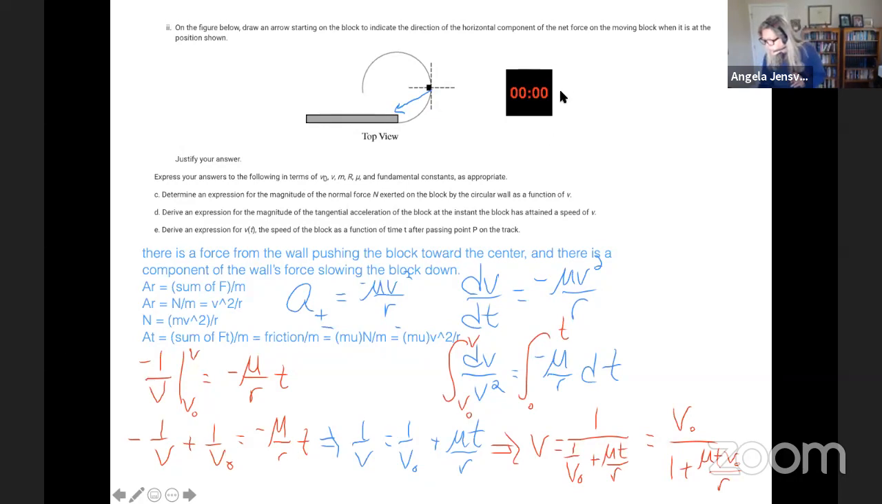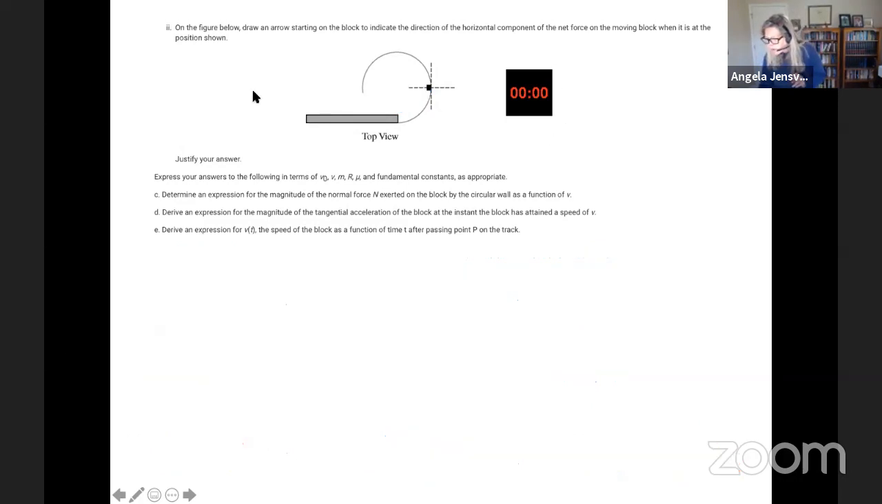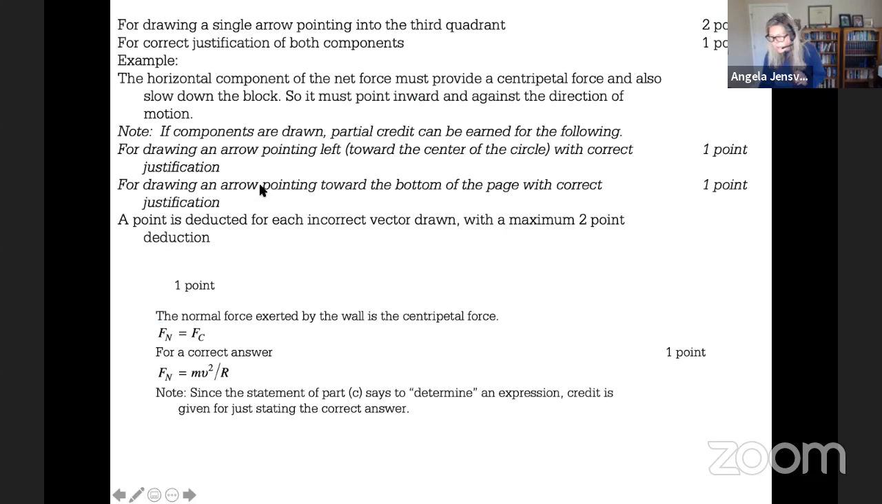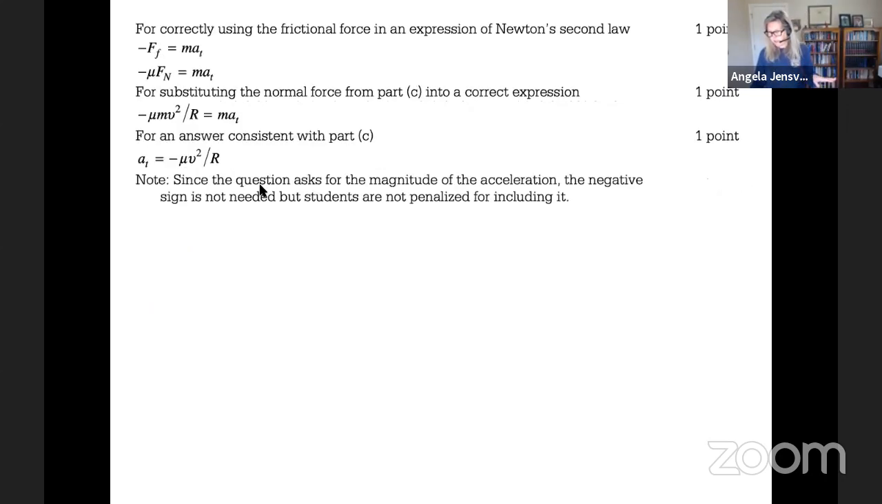Okay, so that's how it looks for circular motion. You guys can look at this rubric later. We don't have time, but just watch the recording or take a screenshot and you can take a look at it later. That's for the last part.